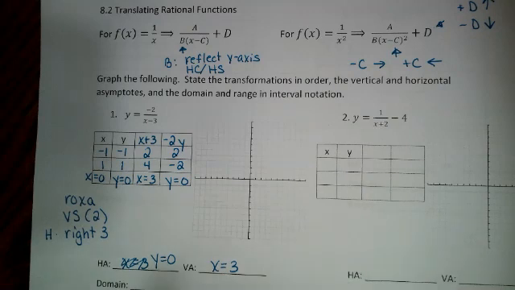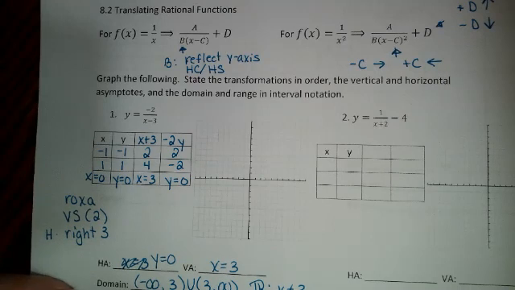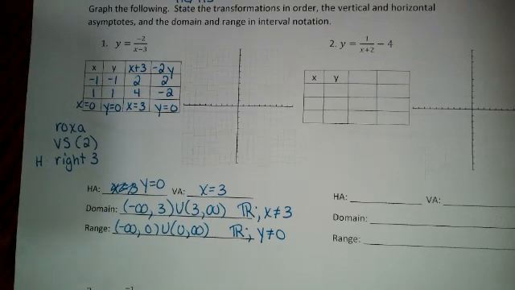So for domain, you can write it using interval notation, which would be -infinity to 3, union with 3 to infinity. Or the shortcut would be just saying all real numbers, x is not 3. Your range would go the same way with y equals 0. You could say -infinity to 0, union 0, infinity, or the shortcut would be all real numbers, but y is not equal to 0. There, now you can see what I wrote.